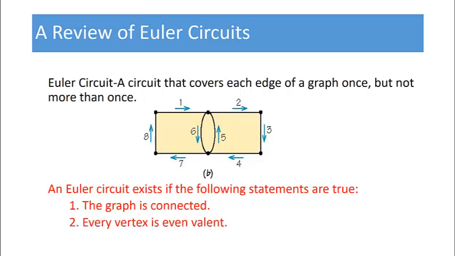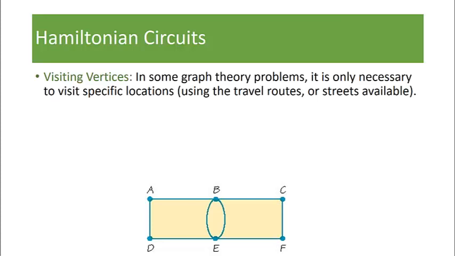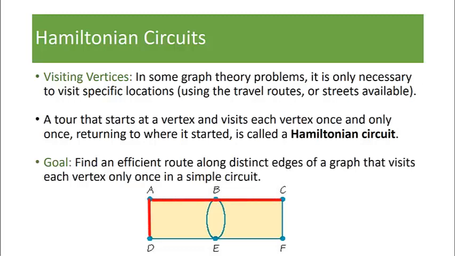What about a Hamiltonian circuit? So in a Hamiltonian circuit, rather than visiting the edges of our graph, we're visiting vertices. So in some graph theory problems, it's only necessary to visit specific locations using the travel routes or streets available. And so a tour that starts at a vertex and visits each vertex once and only once, and then returns to where it started, is called a Hamiltonian circuit. Our goal is often to find an efficient route along distinct edges of a graph that visits each vertex only once in a simple circuit.